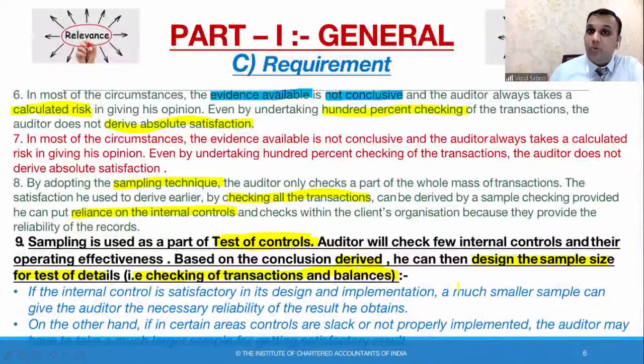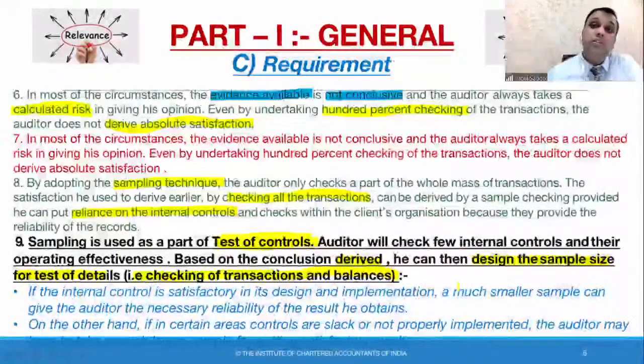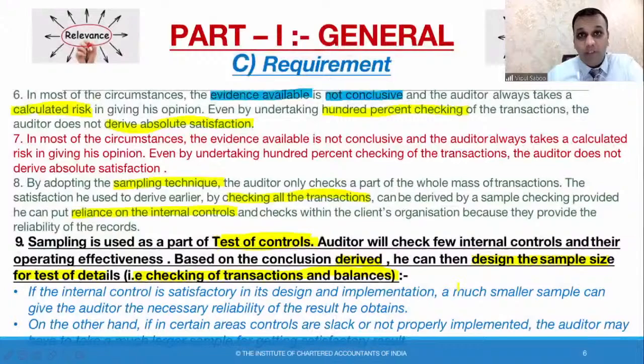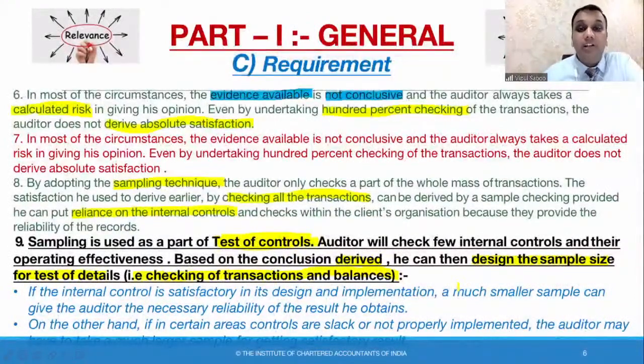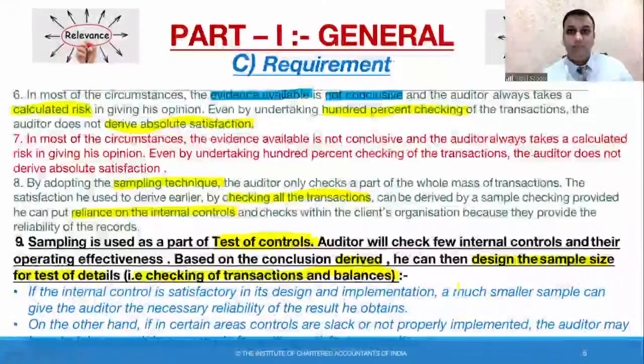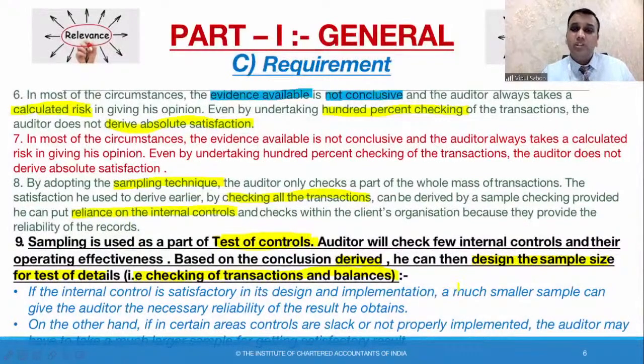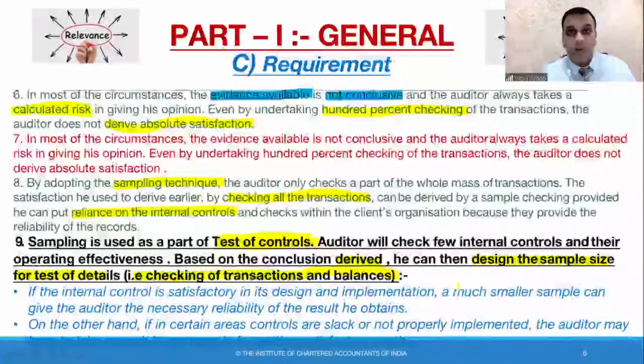So the auditor checks a few controls. He tests their operating effectiveness. And based on the results of those tests of controls, he'll decide the second step. What efforts do I have to make while checking the transactions and balances now? If the controls are good, he will easily be extracting samples from the population. Okay, the controls are really good, so I need not check everything in detail. I'll need to check the important, the significant, the material parts.